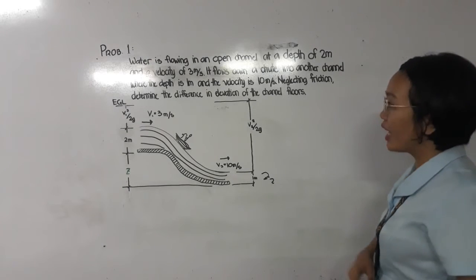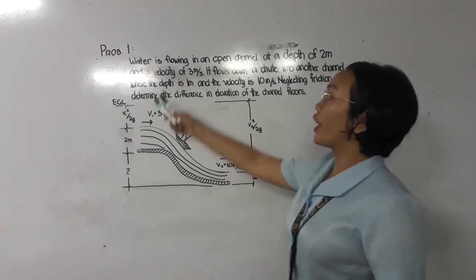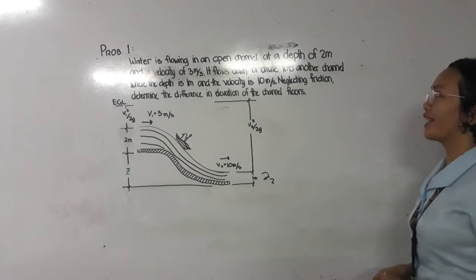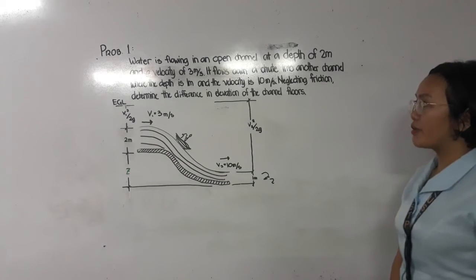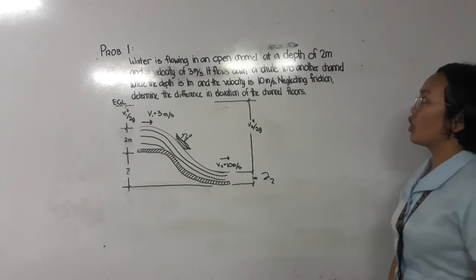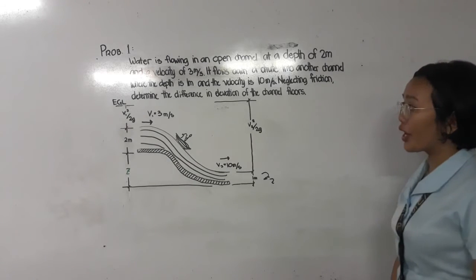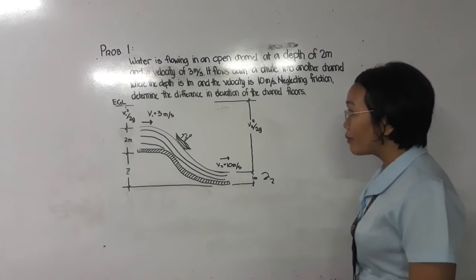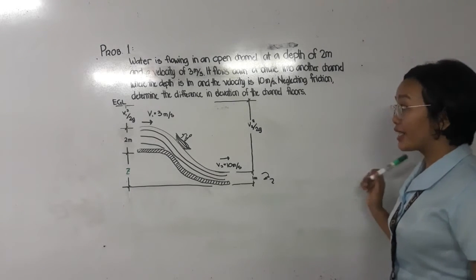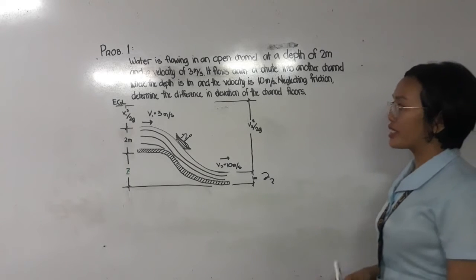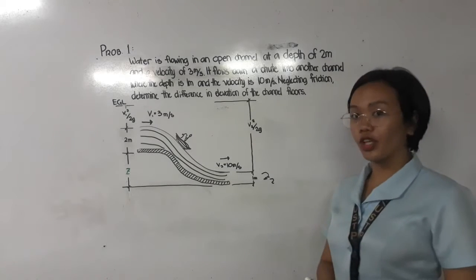We have a problem. It says water is flowing in an open channel at a depth of 2 meters and a velocity of 3 meters per second. It flows down a chute into another channel where the depth is 1 meter and the velocity is 10 meters per second. Neglecting friction, determine the difference in elevation of the channel floors.